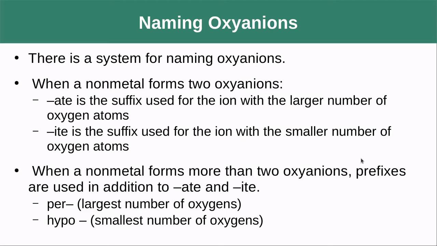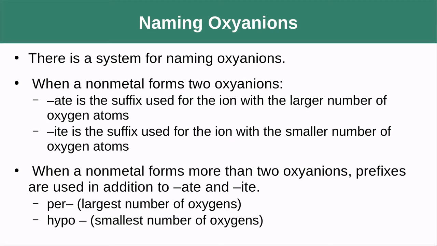There's a system for naming the oxyanions, polyatomics that contain oxygen. When a non-metal forms 2 oxyanions, "ate" is the suffix used for the ion with the larger number of oxygens. "Ite" is the suffix used for the ion with the smaller number of oxygens. When a non-metal forms more than 2 oxyanions, prefixes are used with "ate" and "ite".